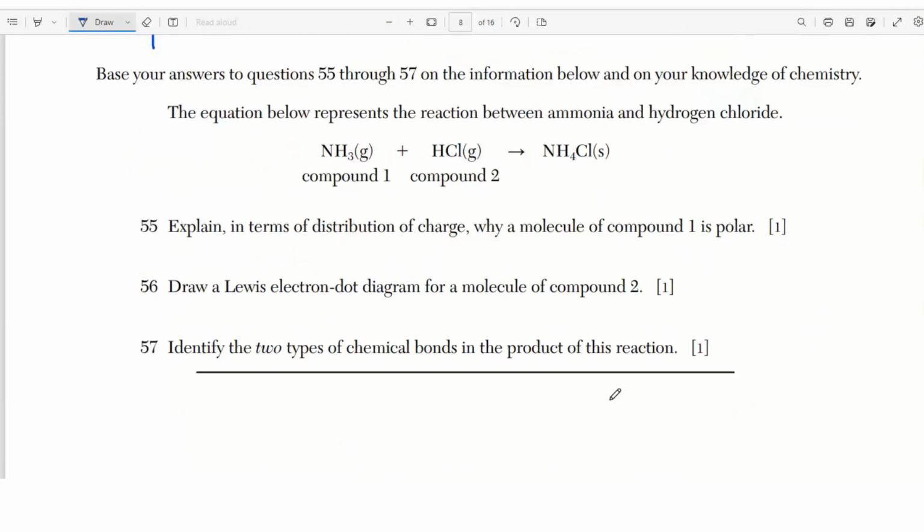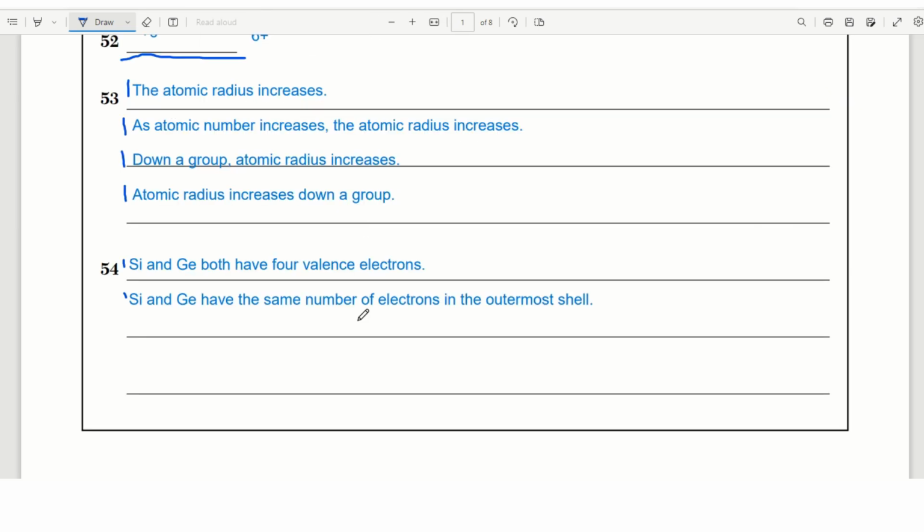Now let's look at this. 55 through 57. Again, we are going to skip to the questions because maybe I don't even need to read. So explain in terms of distribution of charge why a molecule of compound 1 is polar. Okay, so here's compound 1, right? But I don't necessarily need to talk about the specific elements. I just have to talk about how the charge is distributed.